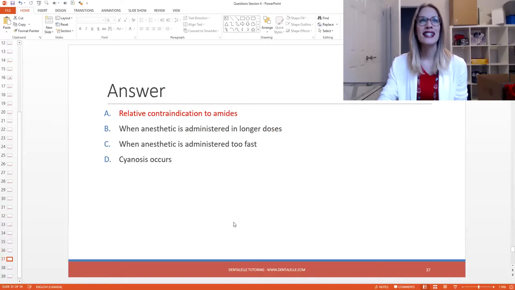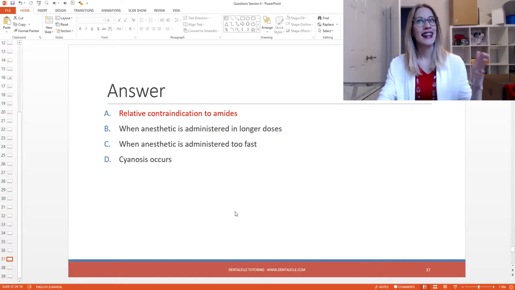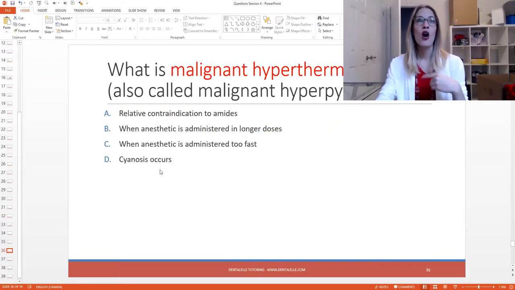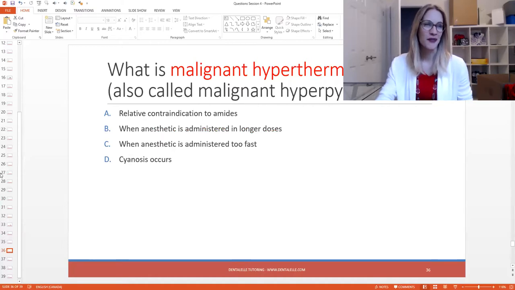So the answer is A, a relative contraindication to amides. I put this in here because we talked about earlier, if the patient's allergic to a type of anesthetic, then the amide type is the best to give. But now we're talking about malignant hyperthermia, so they shouldn't be given that. It's a very rare thing, but this is just something that you guys have to know.